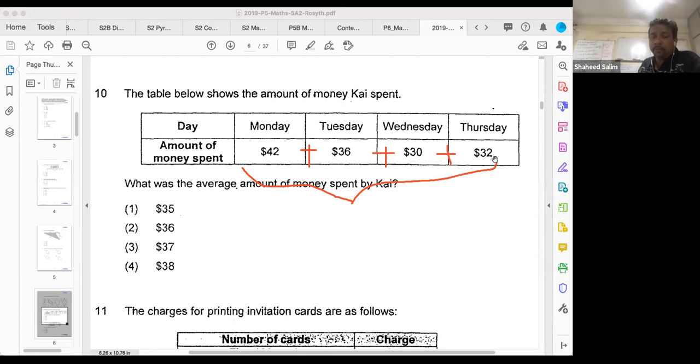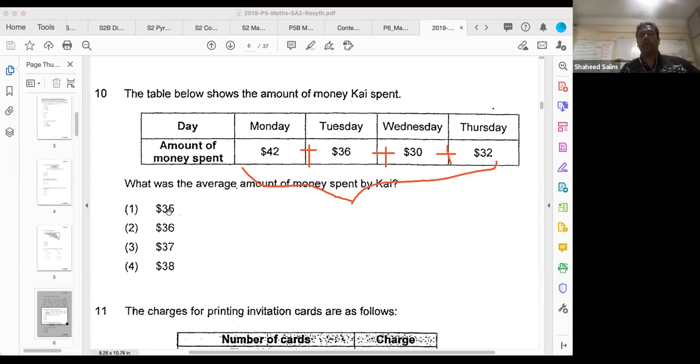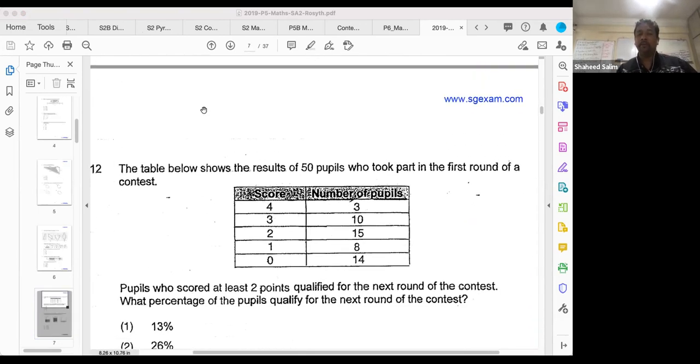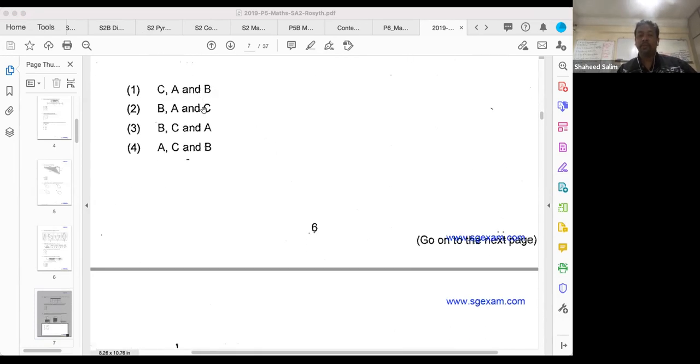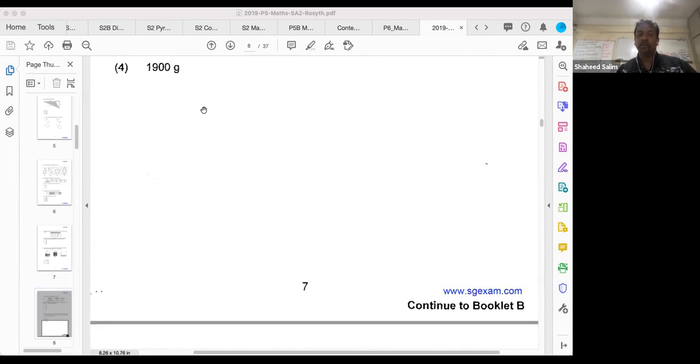Okay. 35. Well done. So add all of them together and then divide by 4. You get 35. Congratulations. Okay, this is one question. Let us move on to the next average question. Let's see, any average? Percentage. No. We want average.